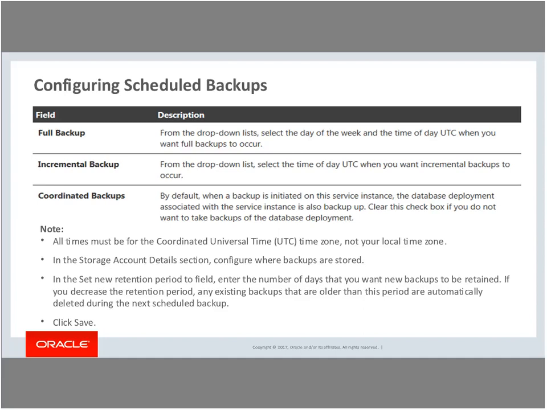Coordinated backups. By default, when a backup is initiated on the service instance, the database deployment associated with the service instance also gets backed up. Clear the checkbox if you do not want to take backups of the database deployment. So we can decouple if we don't need to take a backup of the database when JCS gets a backup. But again, it's a user choice. Ideally, the database takes its own backup every now and then, but to have a coordinated backup at the same time, we can configure this and restore the JCS and database to the same levels.